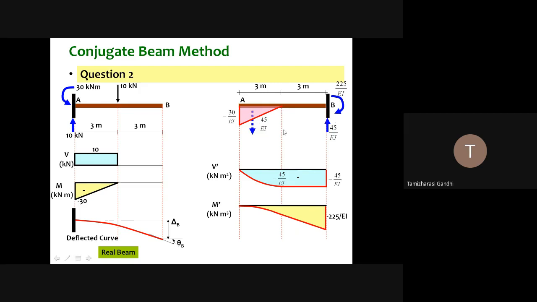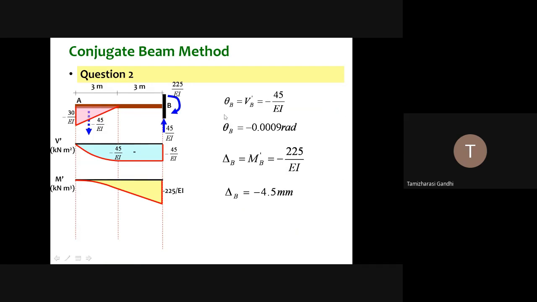So we are going to take this one and find out the deflection by taking this one as loading diagram. If I find out the shear force and bending moment, I get the displacement and rotation. And you can use that value in this real beam.